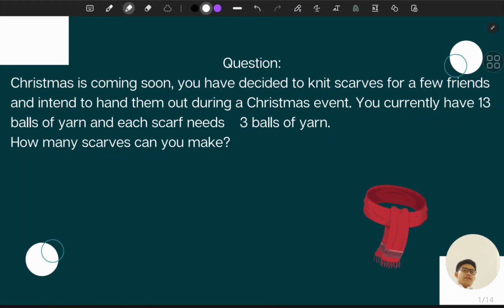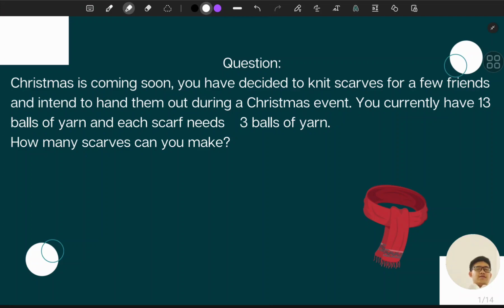Alright, before we go into the main content, here's a question. Let's say Christmas is coming soon, you have decided you need scarves for your friends and intend to hand them out during a Christmas event. You currently have 13 balls of yarn and each scarf needs 3 balls of yarn. How many scarves can you make?